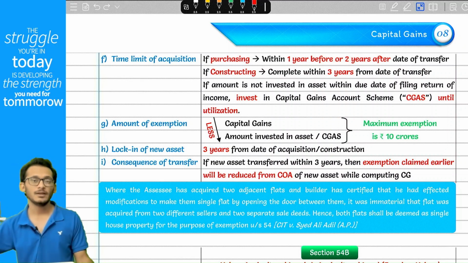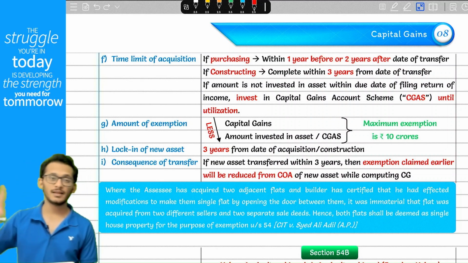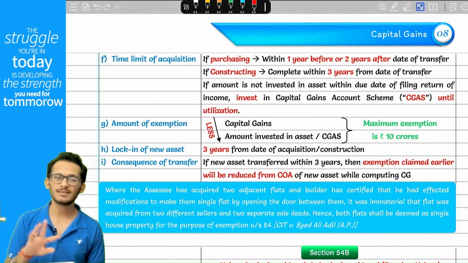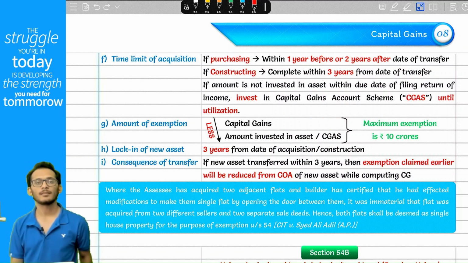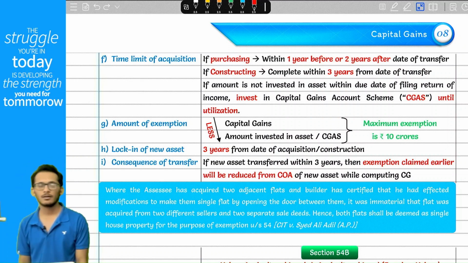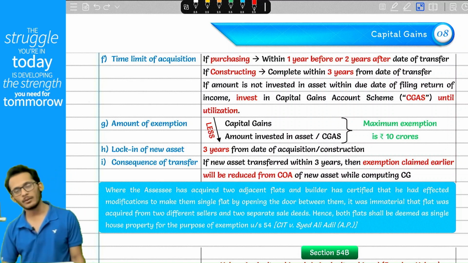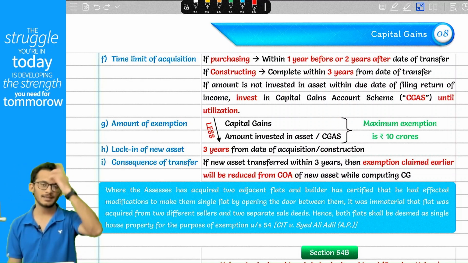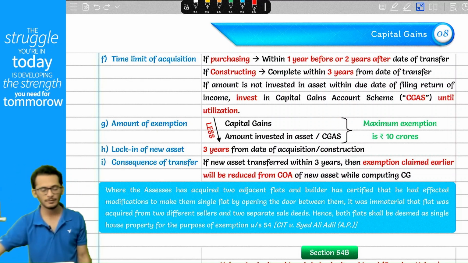In the 54F, Rahul, how do you remember this? The logic is very simple. If the asset which you initially transferred and the asset which you now acquired are the same assets, exemption will be removed from the cost. If the asset which you transferred is different from the asset which you acquired, then the exemption which you claimed earlier will be taxable separately. Current year sales will be taxable separately. Yes or no?